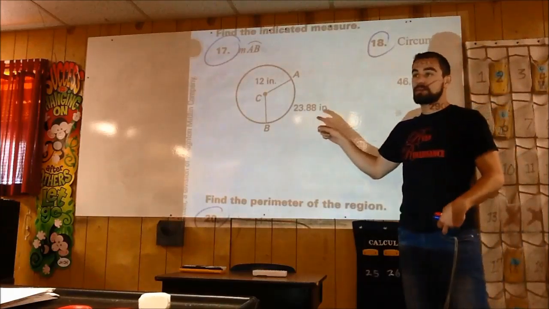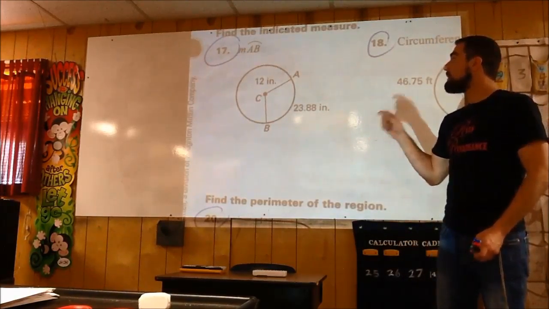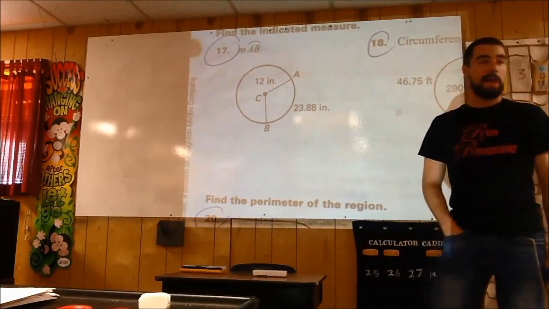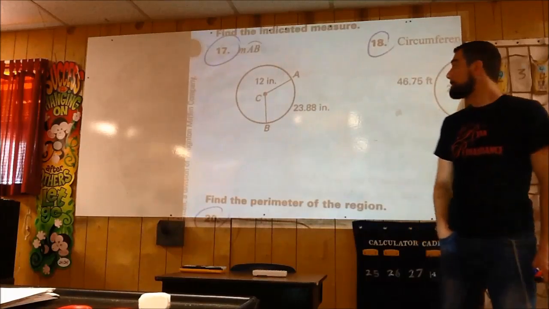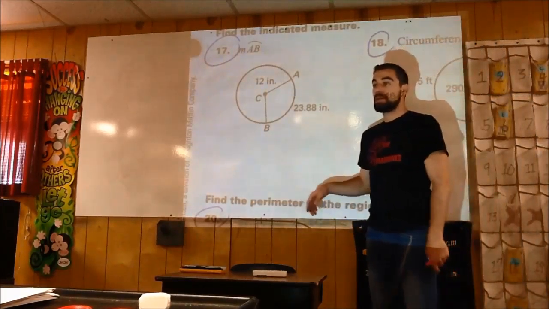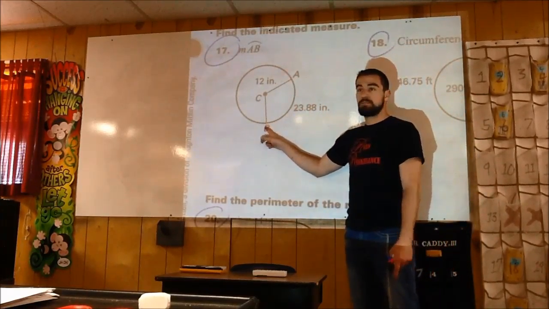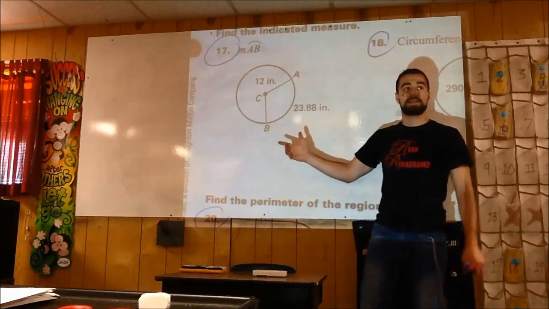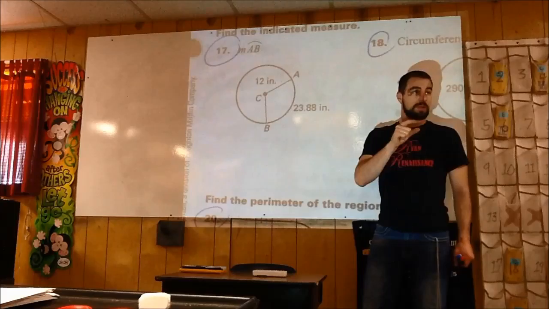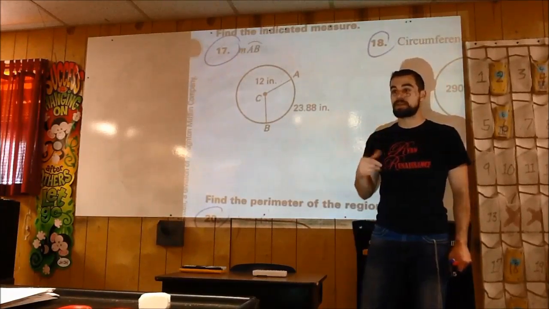What object in this diagram has the same measurement of minor arc AB? Angle ACB. Okay? So they could have asked that as well. Hey, find the measure of angle ACB. It's the same exact thing as asking for the measurement of minor arc AB, because we know that a central angle and its intercepted arc have the same exact measurement.